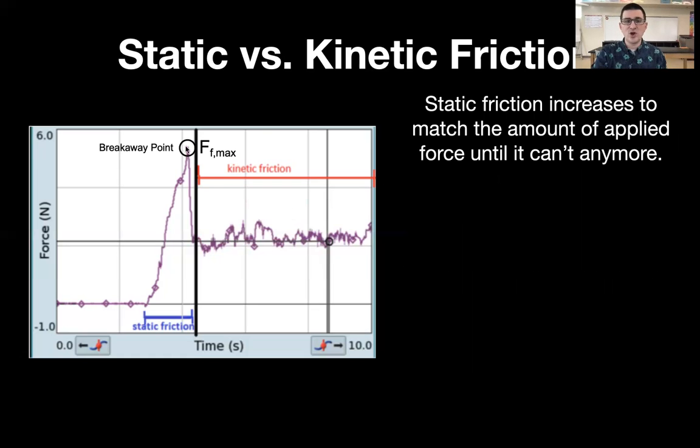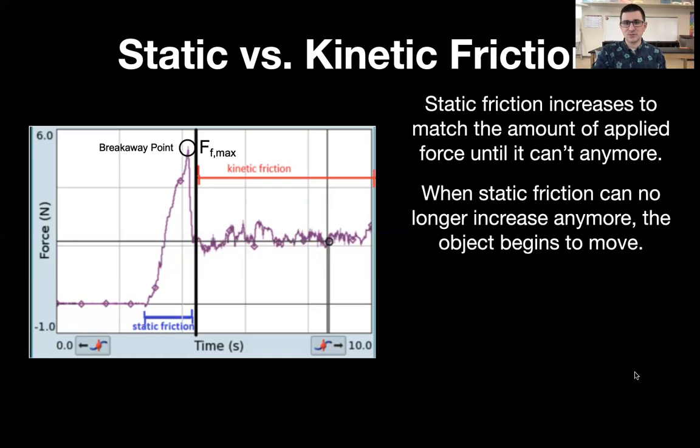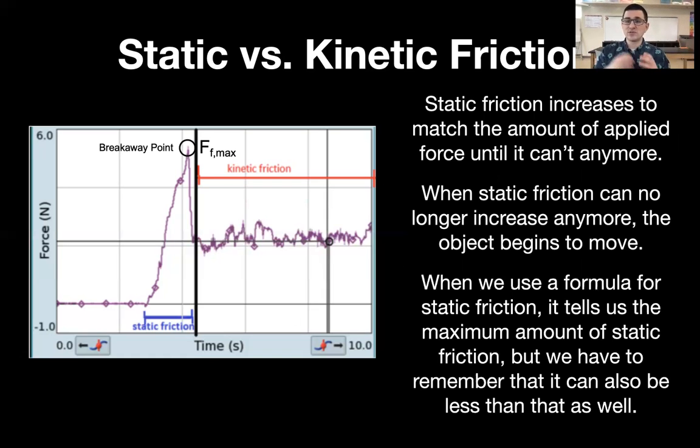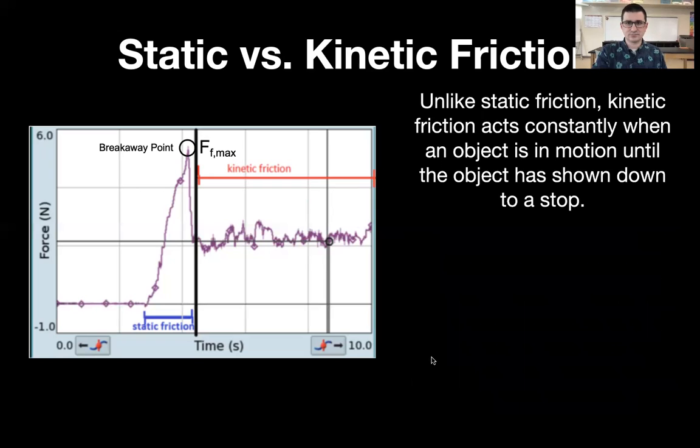It can't anymore when you go past the maximum force of friction. So when the static friction can no longer increase anymore, that's when the object begins to move. That's why it's called the breakaway point. The object breaks through the static friction and then begins to move because the forces are now unbalanced. So when we use the formula for static friction, it only tells us this maximum value. But we have to remember that it can also be less than that maximum value as well.